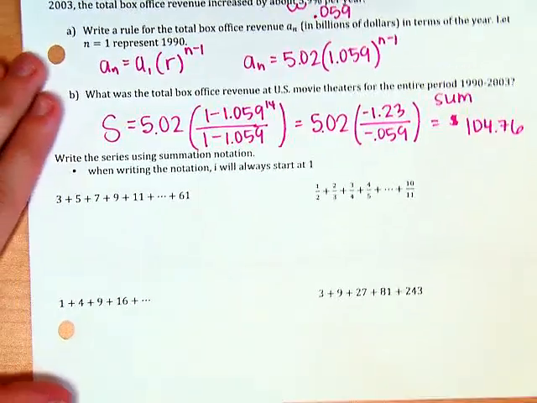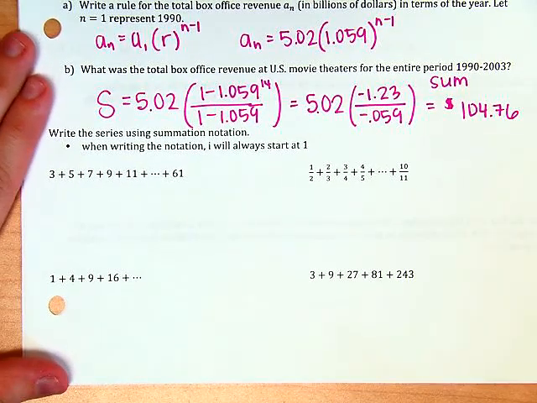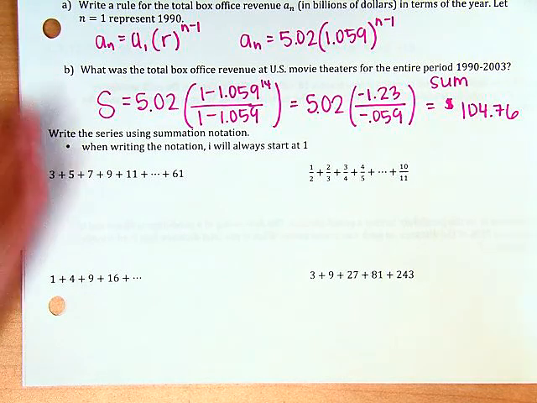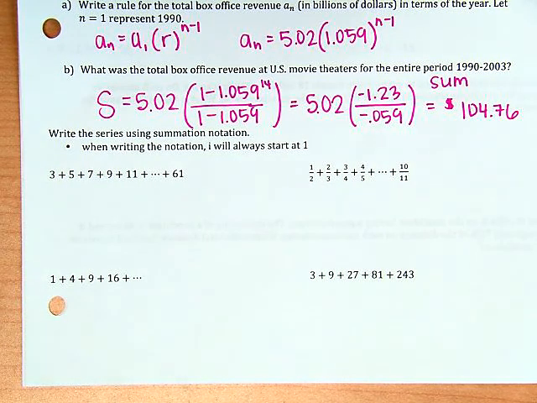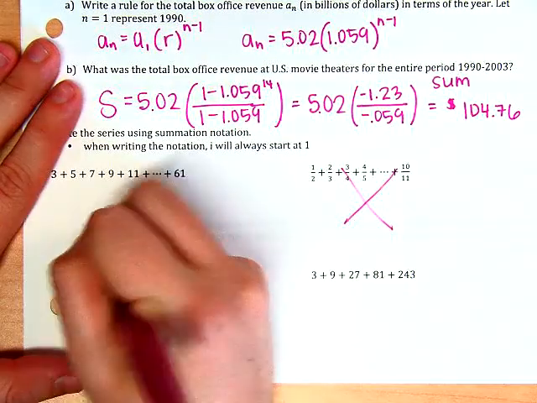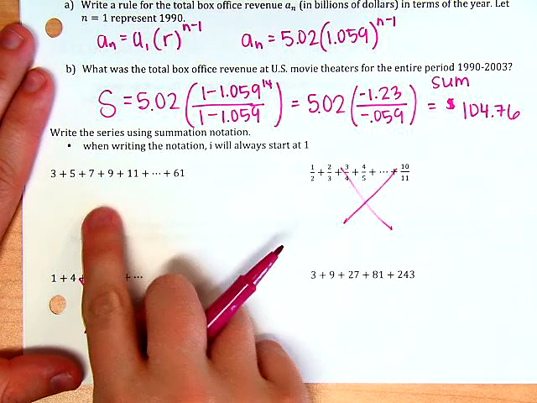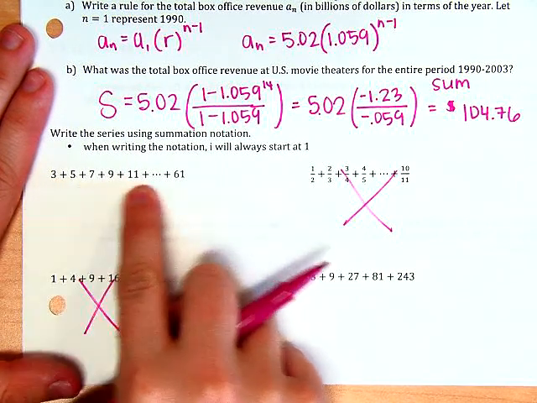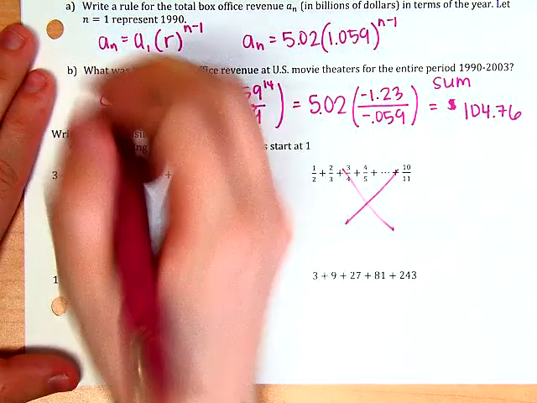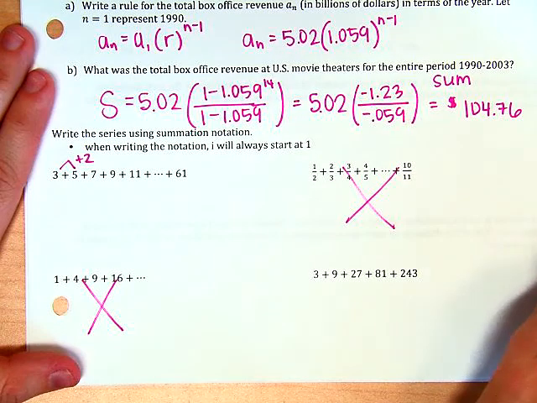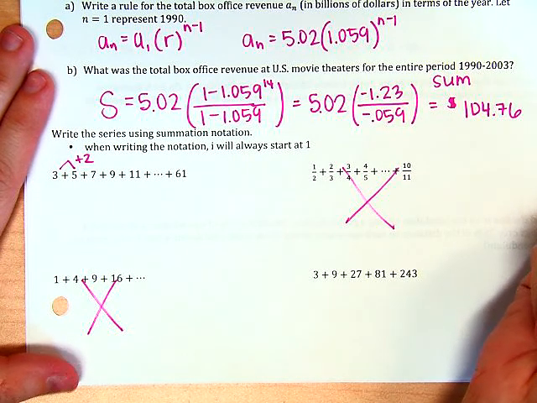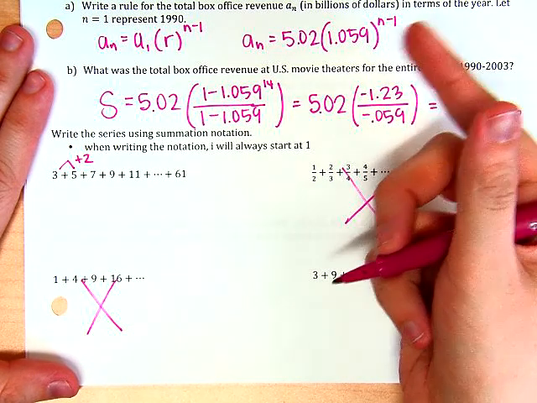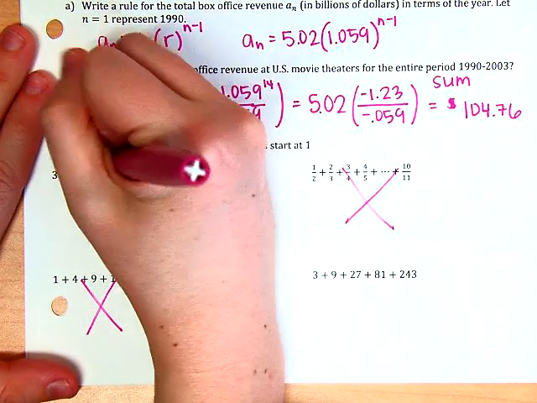Okay. Next part is summation notation. This one is tricky and easy at the same time. We're going to skip these two just so you know. So looking at this thing, what's my pattern here? What's happening? Well, I'm adding 2 each time. So what kind of sequence is it? Is it arithmetic or is it geometric? Well, since I'm adding, that means it's arithmetic.